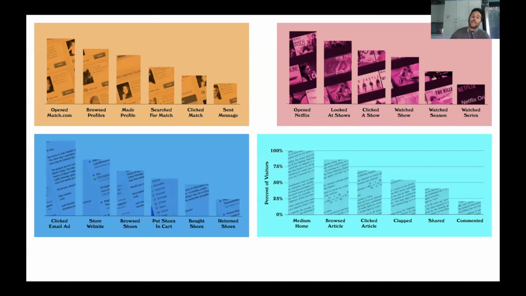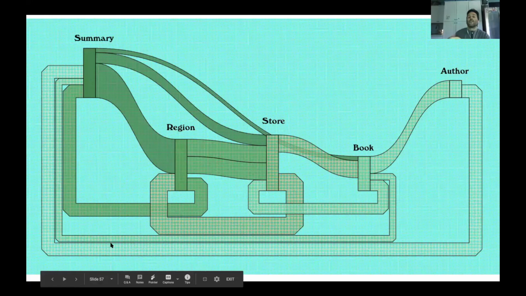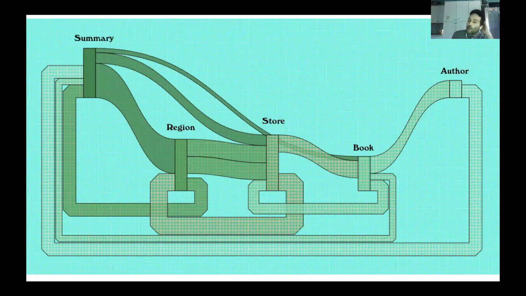We often represent those funnels with bar charts like these. But in reality, it's not as clean as that, because people don't go from one step to another. In reality, they jump all over the place. And so we have to use more complicated diagrams to represent that.